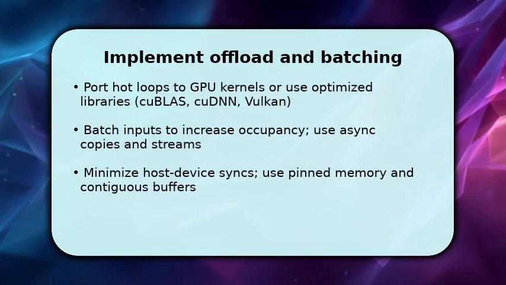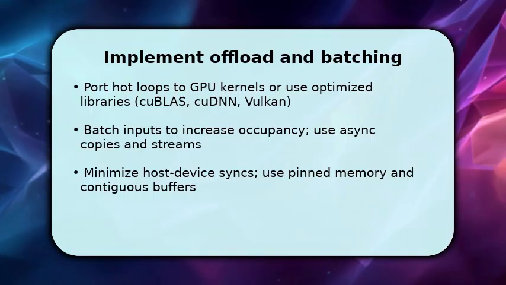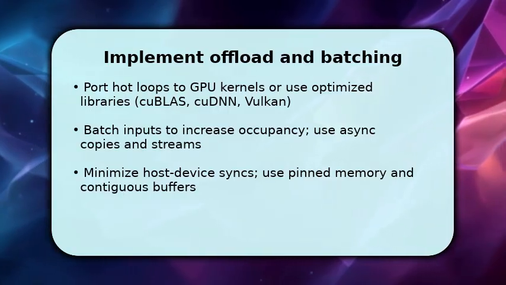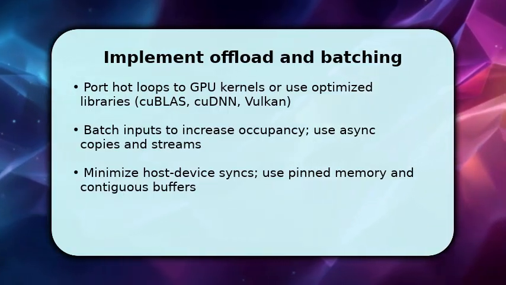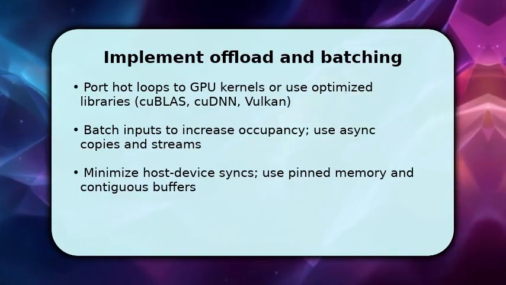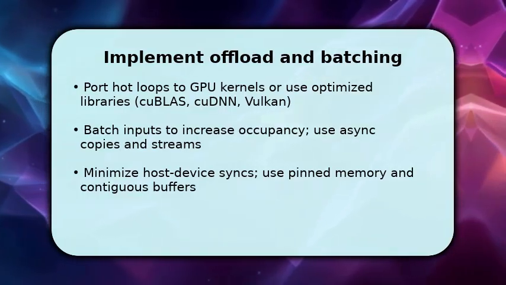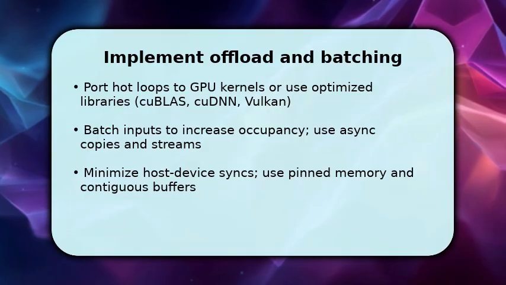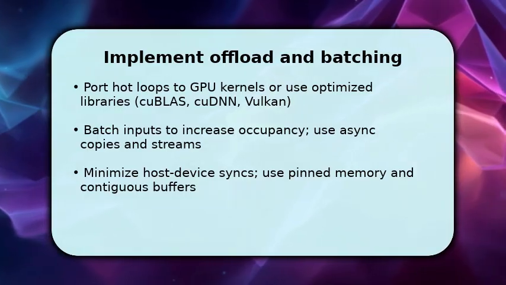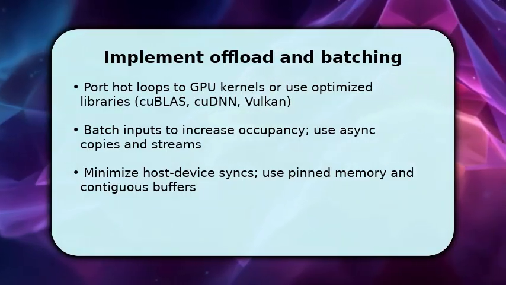Now you implement the actual offload. Translate the hot loops into GPU kernels or call optimized vendor libraries to avoid reinventing the wheel. Once implemented, batch inputs to increase GPU occupancy and throughput. Larger batches and vectorized operations yield better utilization.